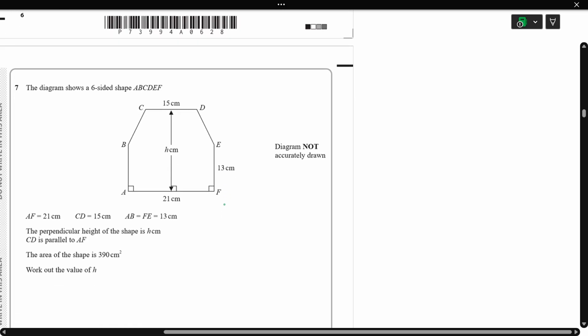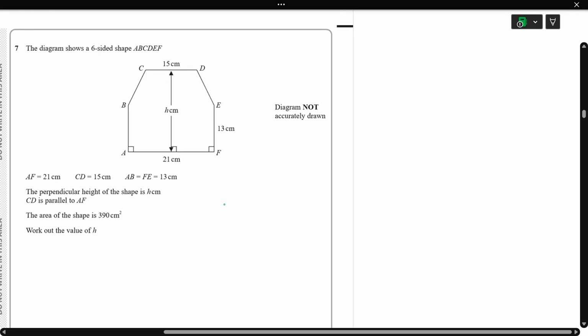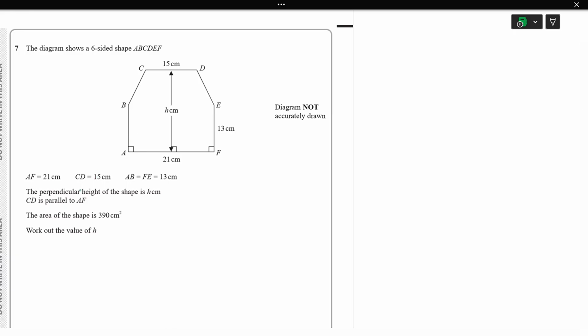The next one, the diagram shows a six-sided shape A, B, C, D, E, F. AF and CD, AF, FB, all the measures are given. So here the perpendicular height of the shape is H. CD is parallel to AF, and the area of the shape is 390. Work out the value of H. So I'll draw a line here. This is parallel to AF. So this is a parallelogram for us.